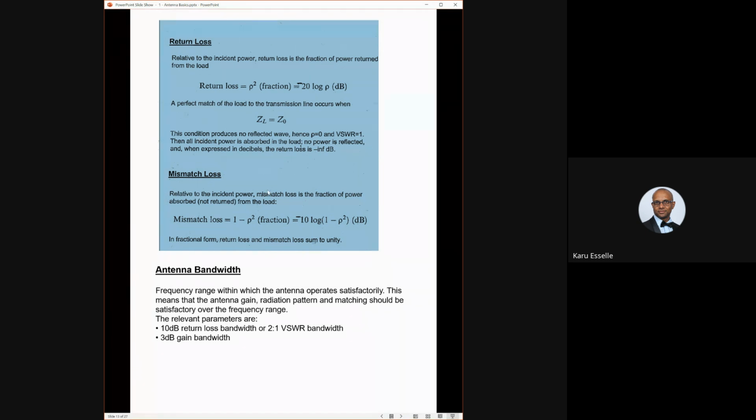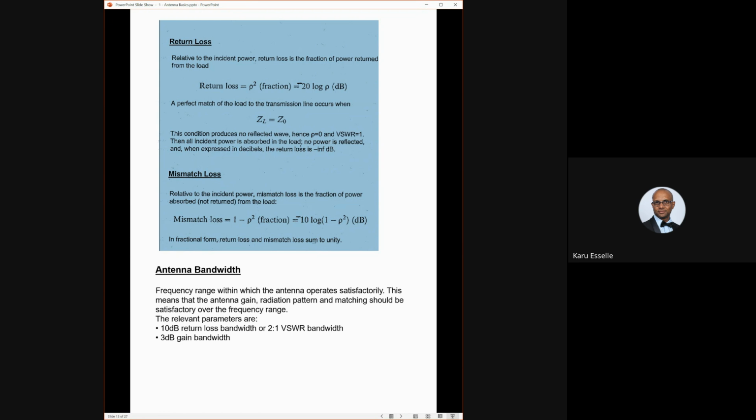Another parameter sometimes mentioned, which is actually useful when you calculate power budgets, is the mismatch loss. Because of this mismatch, the transmission through your, for example, wireless transmission line system experiences a loss, and that can also be calculated if you know rho. In linear scale, it's 1 minus rho squared. In decibels, minus 10 log to the base 10 of (1 minus rho squared). Okay, so that is the transmission line side of this.